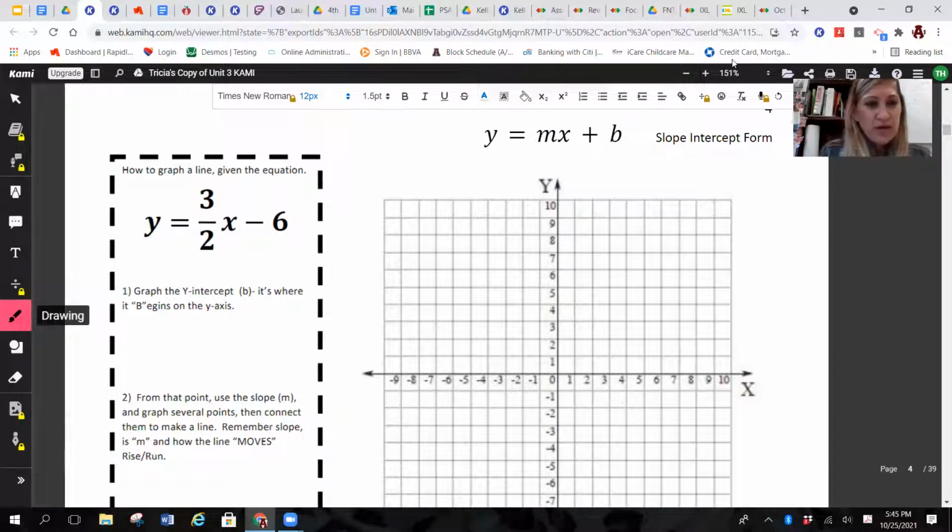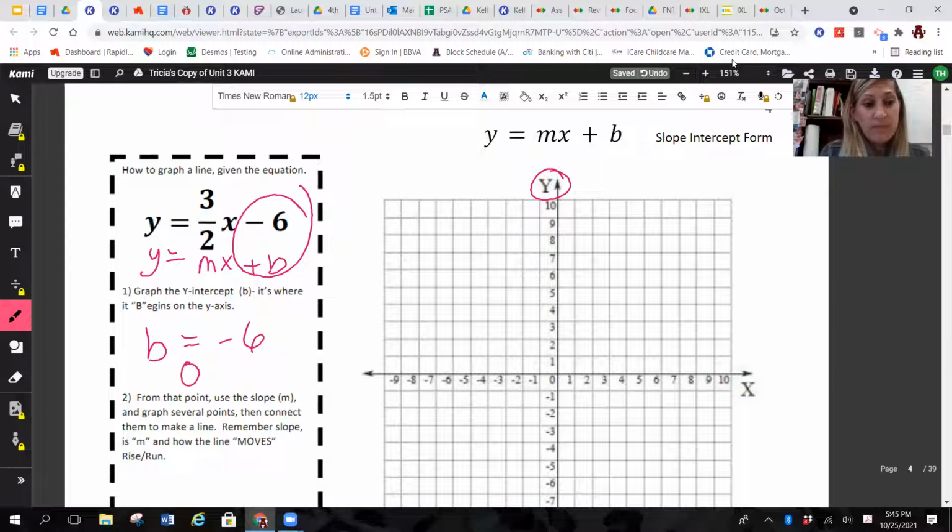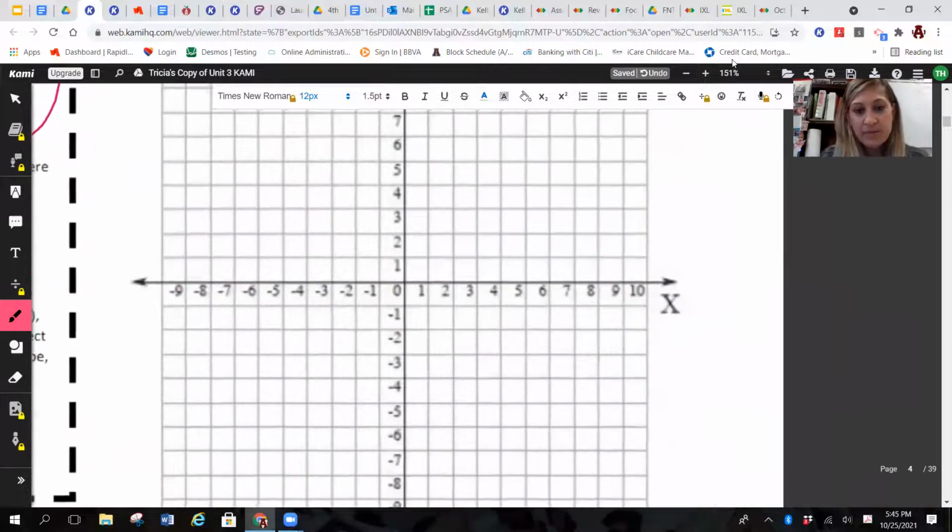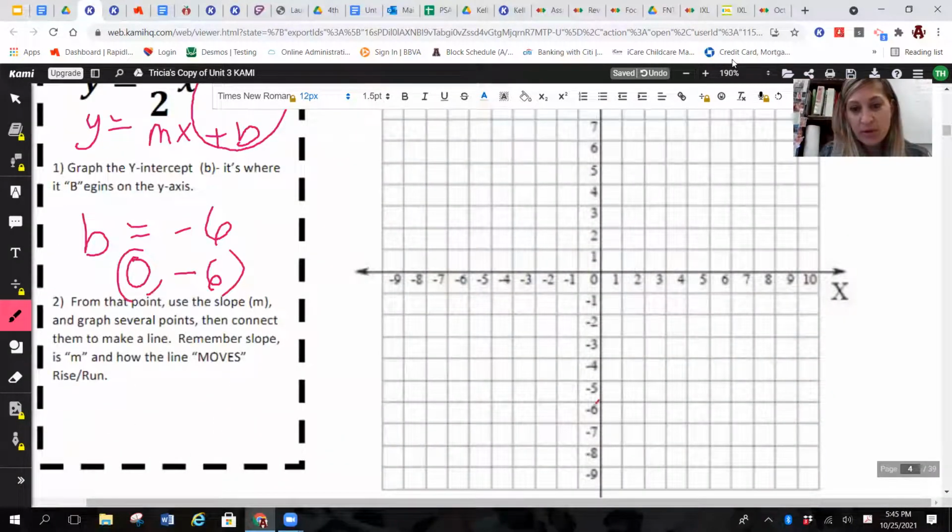So first of all, number 1 says to graph the y-intercept. Okay, so I'm going to write y equals mx plus b. b is where the line begins on the y-axis. Here is the y-axis. So notice my -6 lines up with my b. So b equals -6. I can also write my y-intercept as (0, -6). What that means is I'm going to go down here to the y-axis and put our first point at -6.